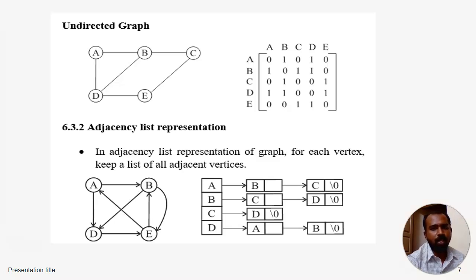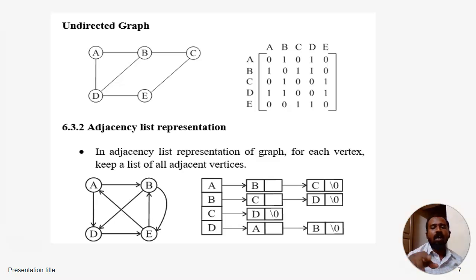Next we move to D. D is connected to A, B, E. D to A means 1, D to B means 1, D to E means 1. The remaining two entries are zeros: D comma C is 0 and D comma D is 0. Next we move to E. E comma A is 0, E comma B is 0, E comma C is 1, E comma D is 1, E comma E is 0.